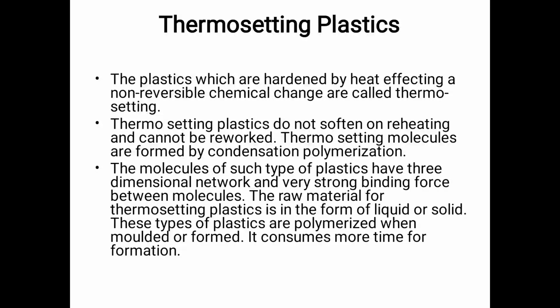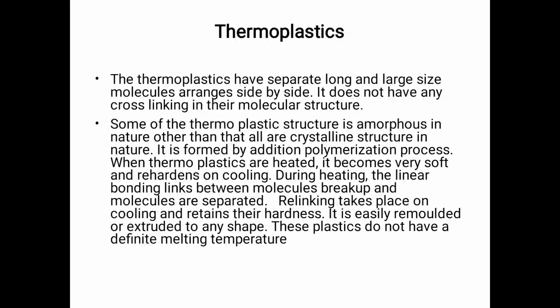The raw material for thermosetting plastic is in the form of liquid or solid. These types of plastic polymerize when moulded or formed. It consumes more time for formation. Then thermoplastics have separate long and large size molecules arranged side by side, and do not have any cross linking in their molecular structures. Some thermoplastic structures are amorphous in nature, other than that all are crystalline in nature.